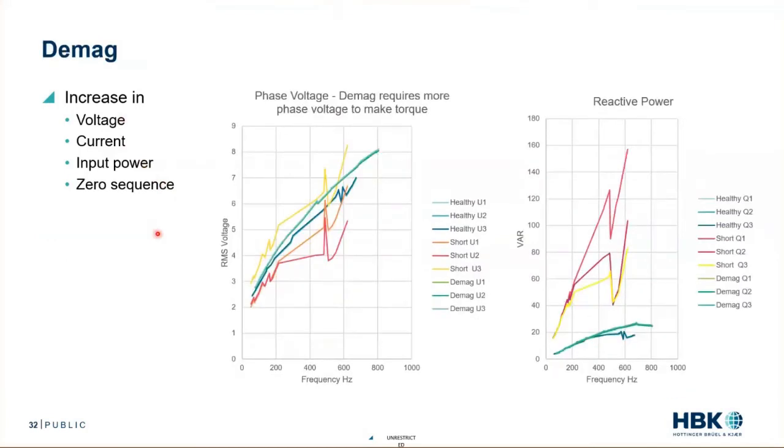How about demag? So we can identify short circuit current. Cool, that was easy. Demag, we're going to see an increase in voltage, an increase in current, an increase in input power, and a disturbance in the 0 sequence. And what I've plotted over here I think is pretty interesting. So again, I left the turn-to-turn short circuits in here just to demonstrate that phase voltages are also all over the place for my short circuit. But let's look at our healthy in blue and our demag in green. My healthy is here, and my demag has an increase on the input voltage.